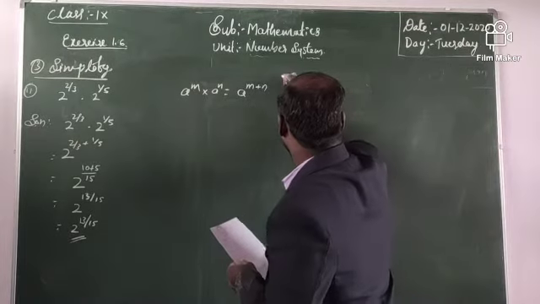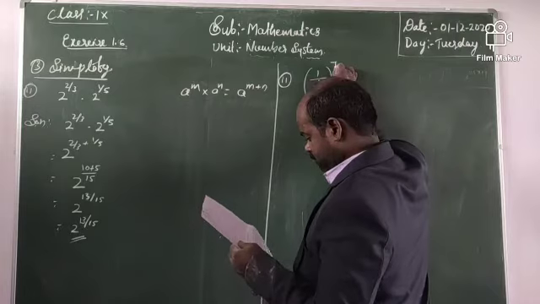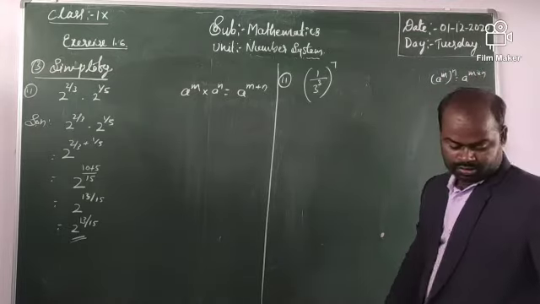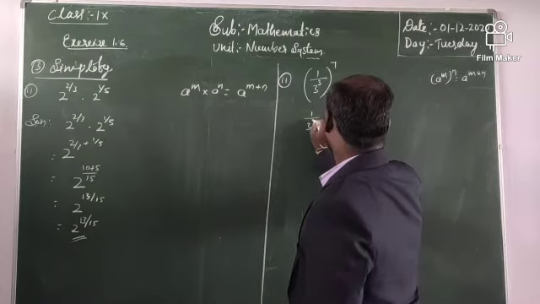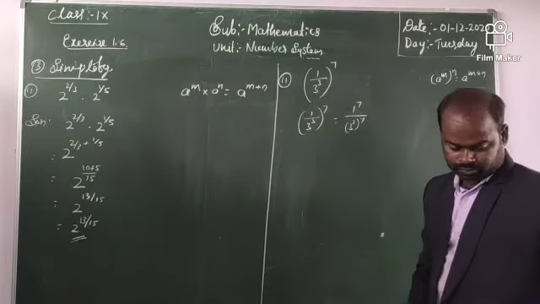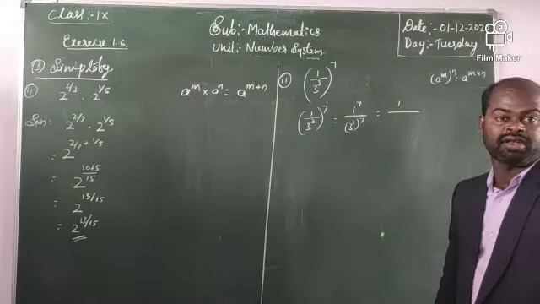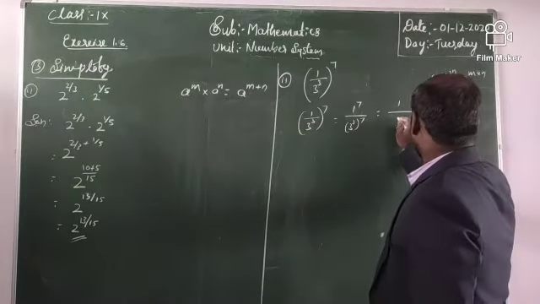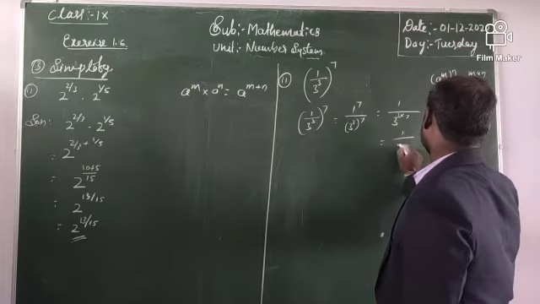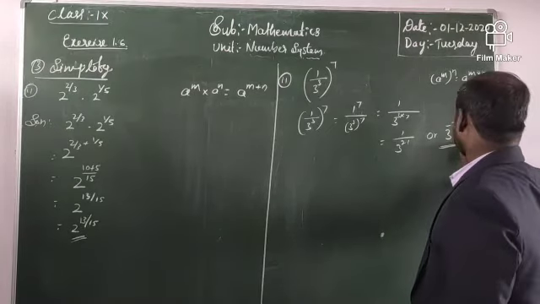Next problem: 1 by 3 cube, whole to the power of 7. Here we have to use the formula a to the power of m, whole to the power of n, equals a to the power of m into n. Okay. 1 by 3 cube to the power of 7 is equal to 1 to the power of 7 by 3 cube to the power of 7. Okay. See, simplify this one. 1 to the power of 7 is equal to 1, that means 1 multiplied 7 times: 1 into 1 into 1 into 1 into 1 into 1. Okay, like that. Here, 3 to the power of 3 into 7, which is 21, so it is 1 by 3 to the power of 21. Also, we can write it as 3 to the power of minus 21. This is the answer.